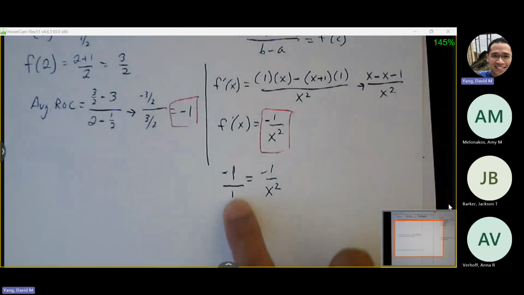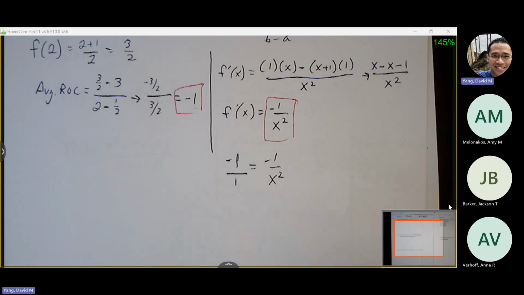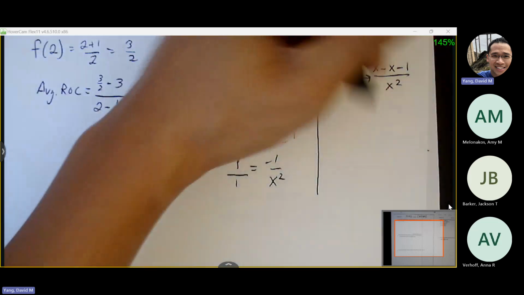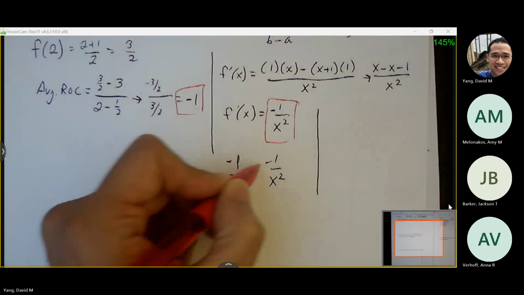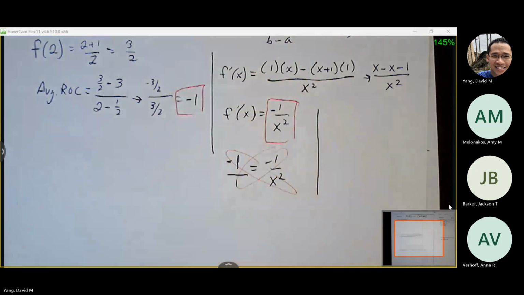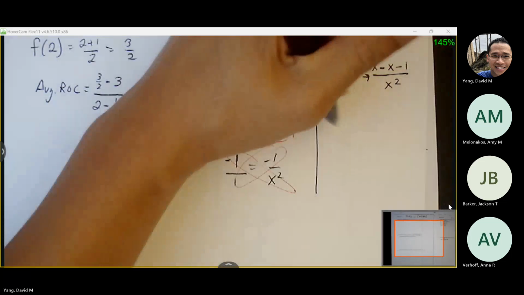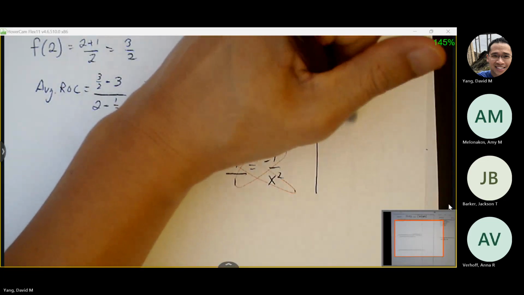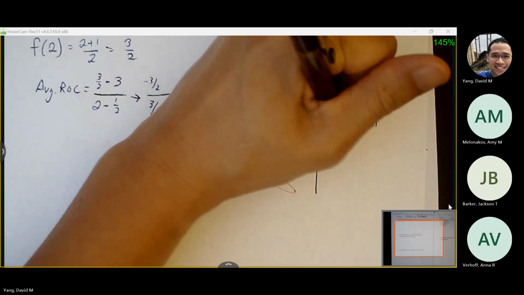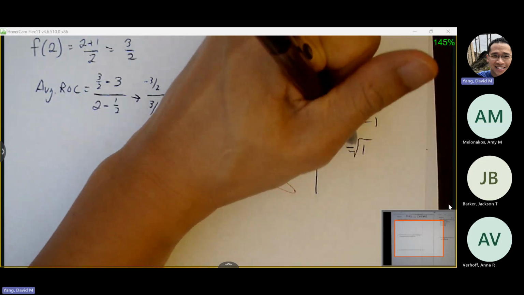I'm going to force that -1 into a fraction. That can just cross multiply and solve for x. Get the square root, plus or minus shows up.